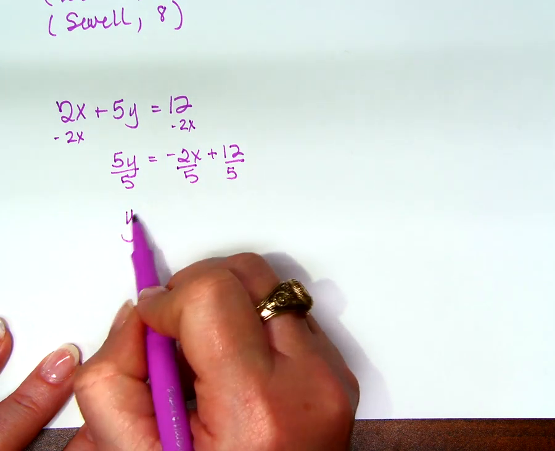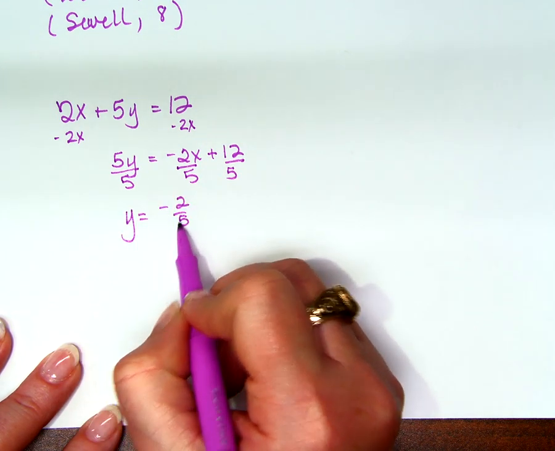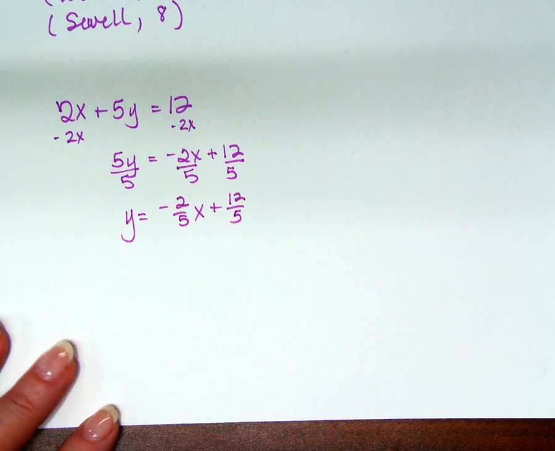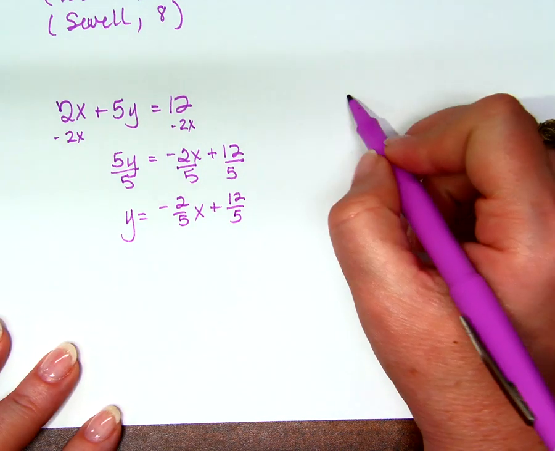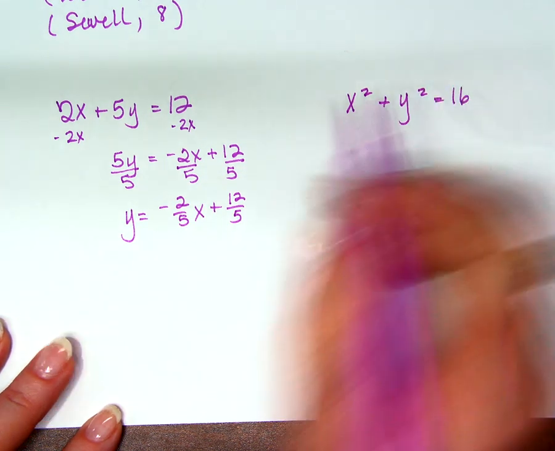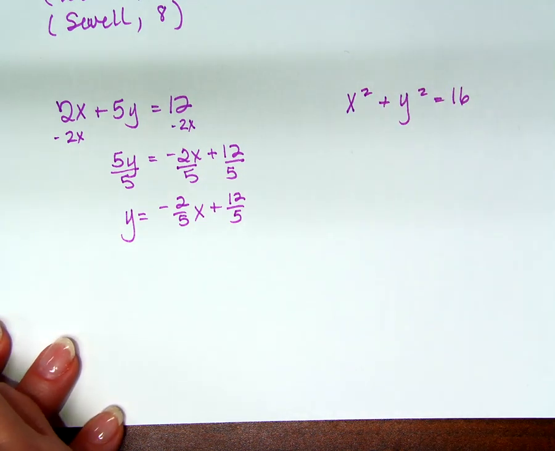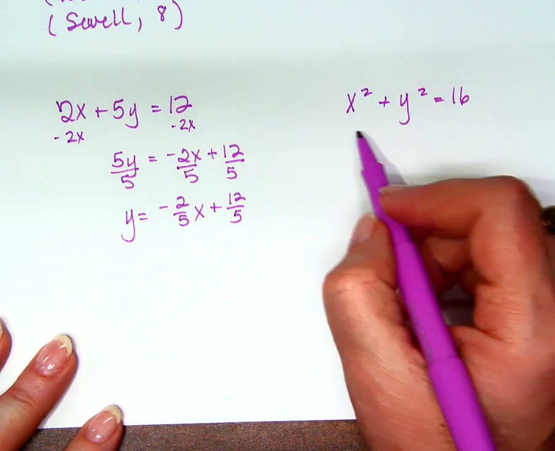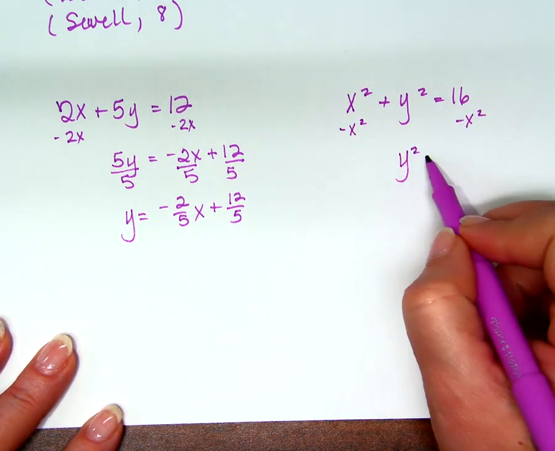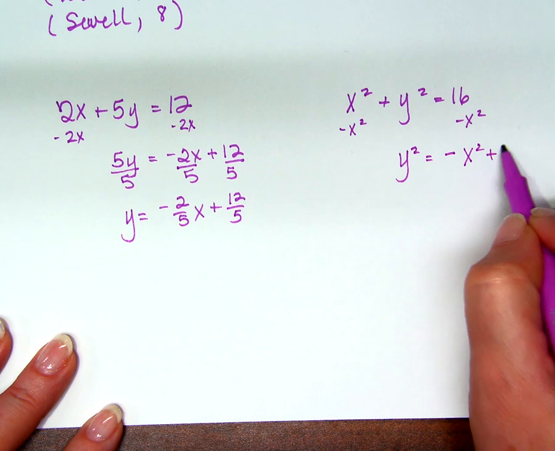So that we would know that y equals negative 2/5 x plus 12 over 5. Yes? What if it looks something more like this? X squared plus y squared equals 16. You could still do that one, couldn't you? Subtracting x squared from both sides gives us y squared equals negative x squared plus 16.